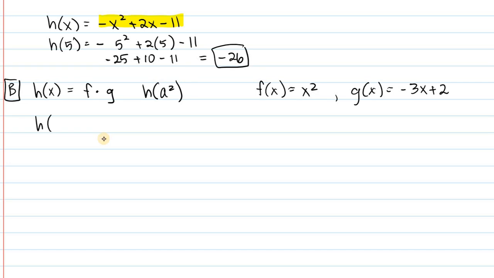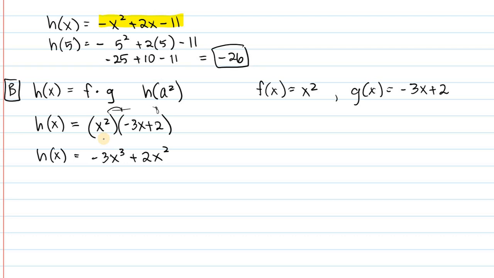So to find h of x, I'm going to multiply those two expressions. So f of x times negative 3x plus 2, which was g of x, all right? And then I'm just going to multiply that out, so I distribute everywhere. So this becomes negative 3x cubed plus 2x squared. So that's the new function.